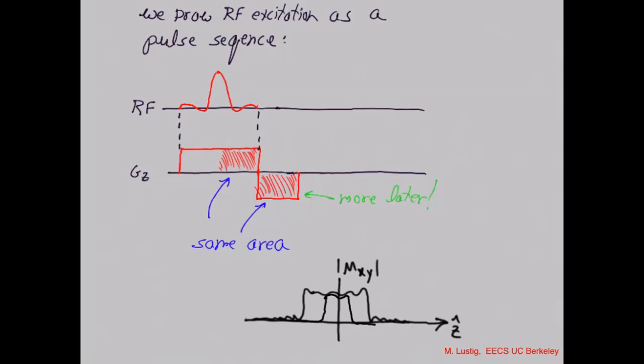Right? Why? Why will it be thinner? So exactly the same bandwidth, but now I'm applying a stronger gradient. Right? Because the range of frequencies is more narrow?